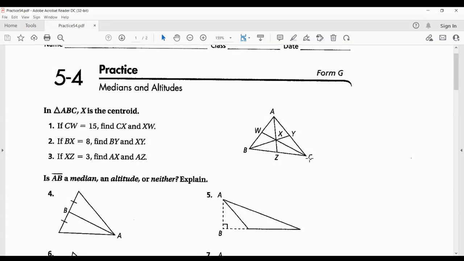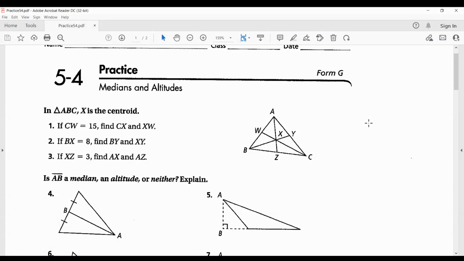On the first three, it tells us we have a centroid, which means that we have medians that are intersecting. And more important, it means that the medians are divided into two thirds, one third. The big part by the angle is always twice as big as the little part.